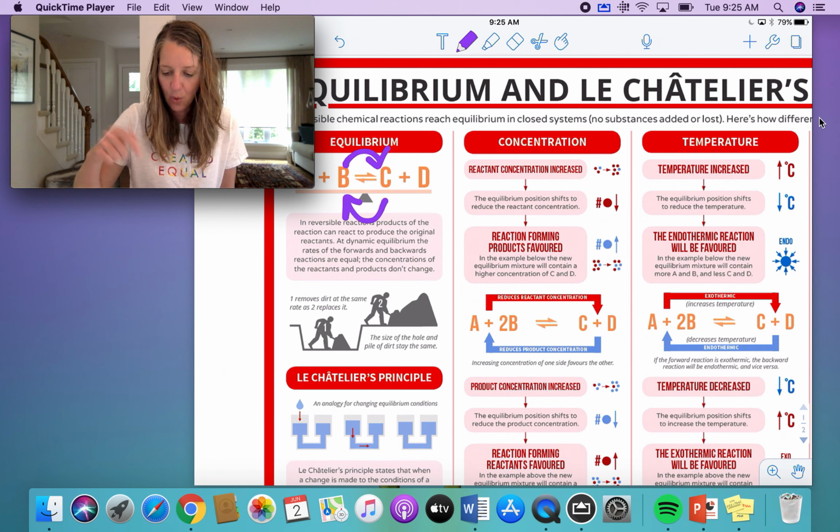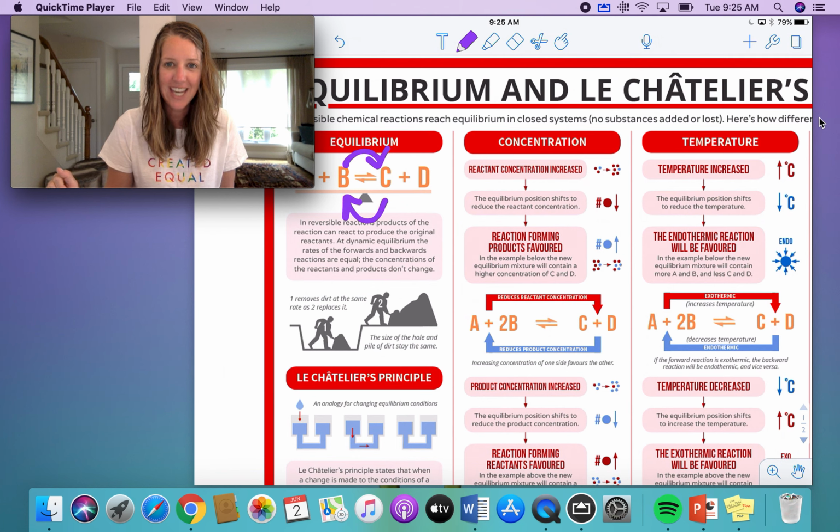Basically, it's saying that 1 removes dirt at the same rate that 2 is replacing it. And when that happens, that's supposed to represent equilibrium because the rate would be the same. Then the size of the hole and the pile of dirt is going to stay the same. So even though it's still changing, it's dynamic and it's happening at the same rate. And that is what an equilibrium is.